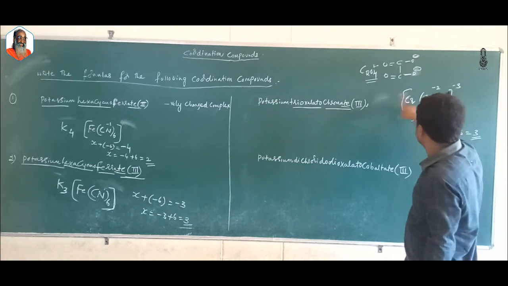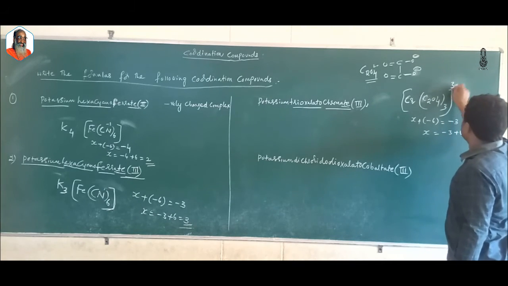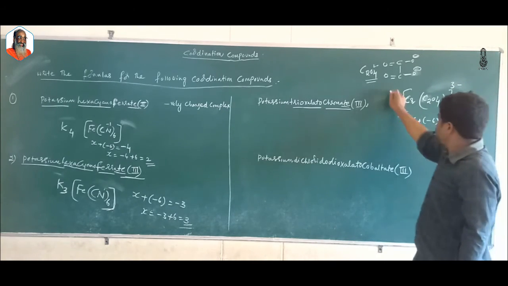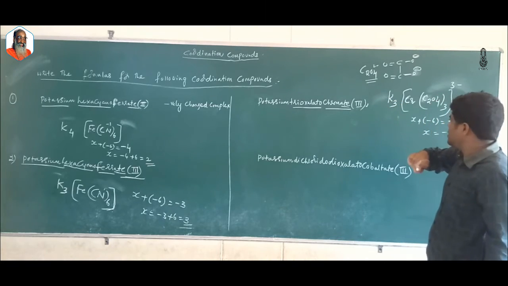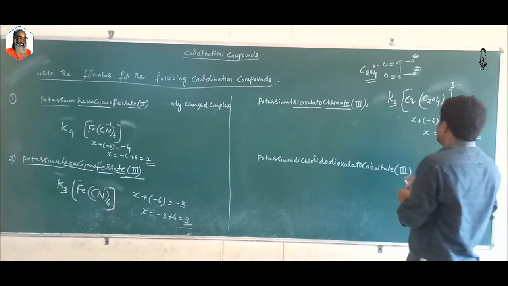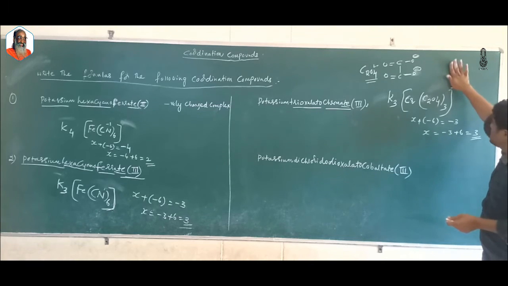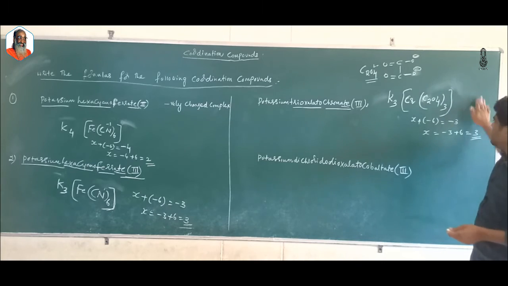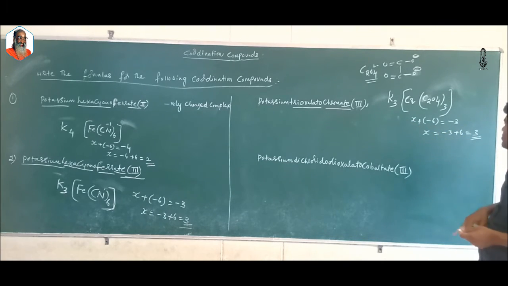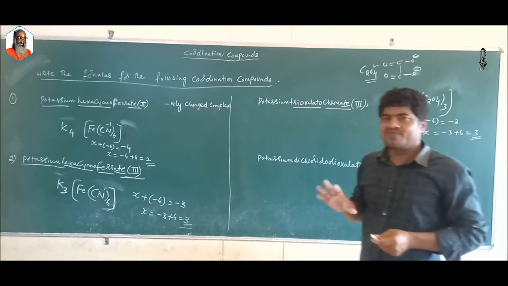But how did it get 3 minus here? Definitely there should be 3 potassium ions outside the coordination sphere. That's why potassium trioxalatochromate. When writing the formula, there is no need to write charge on the complex. In order to make you understand how you got oxidation state of chromium 3, that's why I have kept the charge on the complex. Ultimately you do this and arrive at the correct formula of a compound.